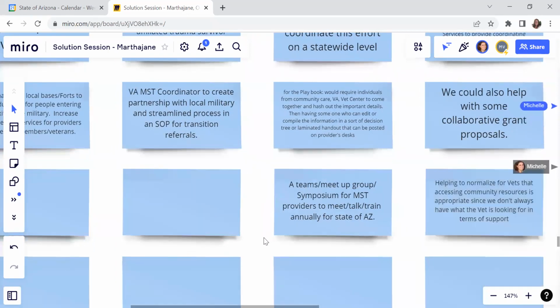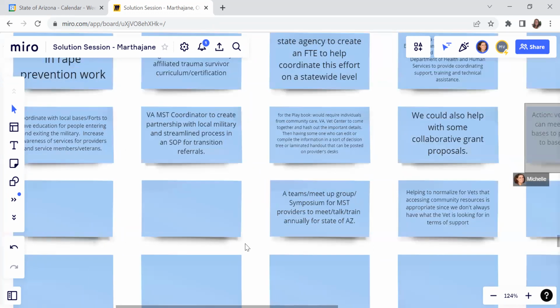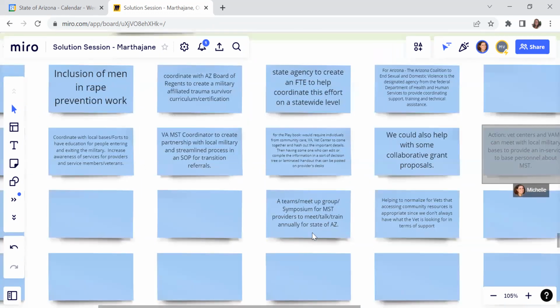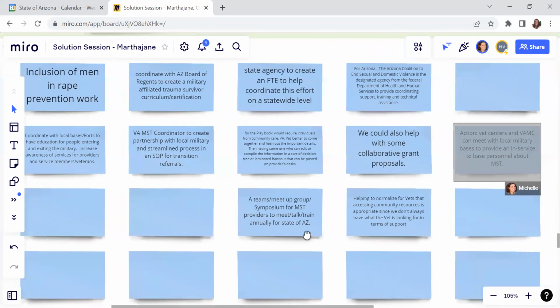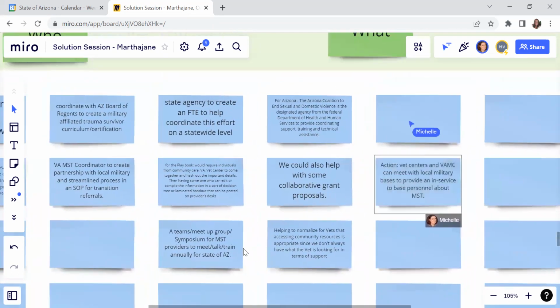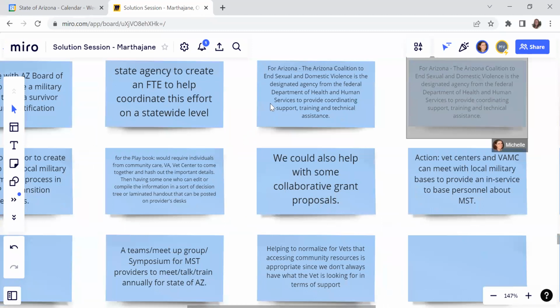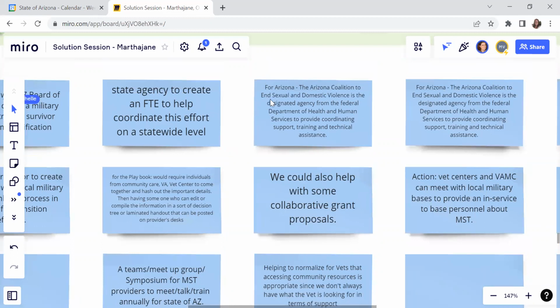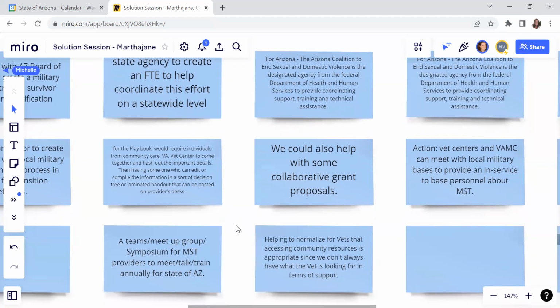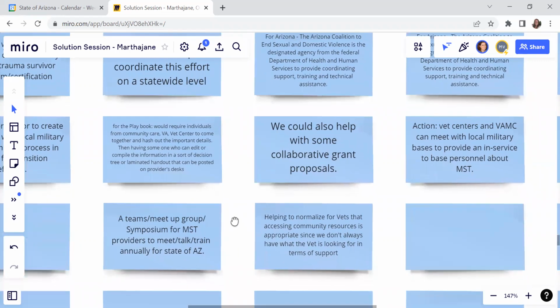Teams meetup or group symposium for MST providers to meet, talk, and train annually for the state of Arizona. Absolutely, kind of a community of practice even. So the Arizona Coalition to End Sexual and Domestic Violence is the designated agency from the Federal Department of Health and Human Services. So get them involved. We could also help with some collaborative grant proposals.